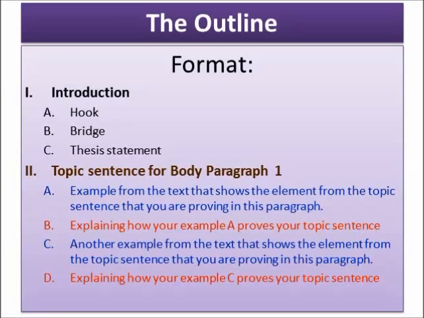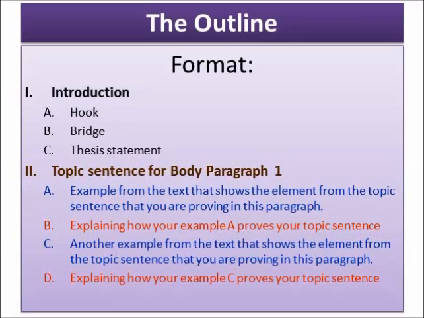Your sentence outline begins with Roman numeral 1 and paragraph 1, the introduction. It's composed of A, the hook, B, the bridge, and C, the thesis statement. Paragraph 2, which is Roman numeral 2, should begin with a topic sentence for body paragraph 1. This is the first body paragraph, even though it's the second actual paragraph.